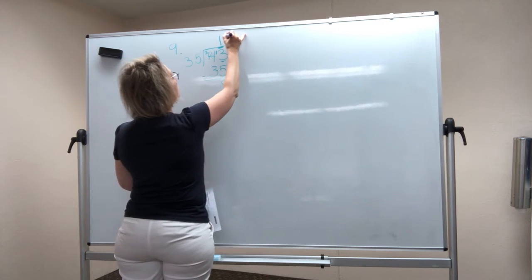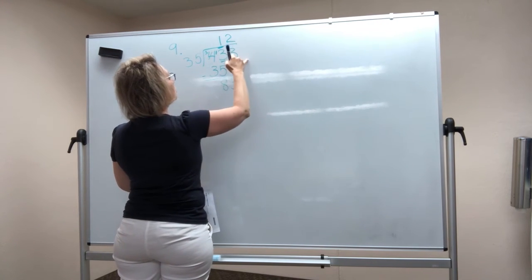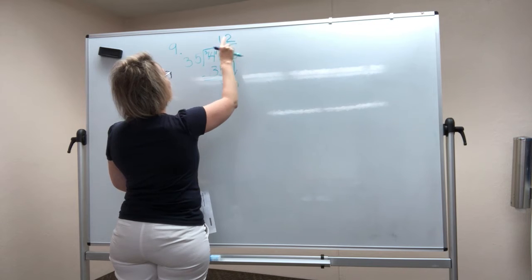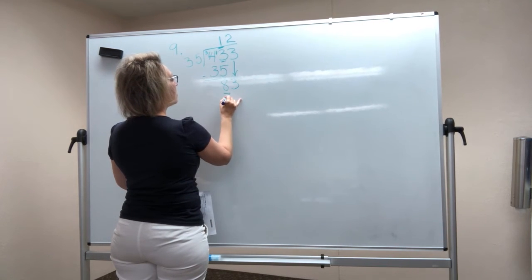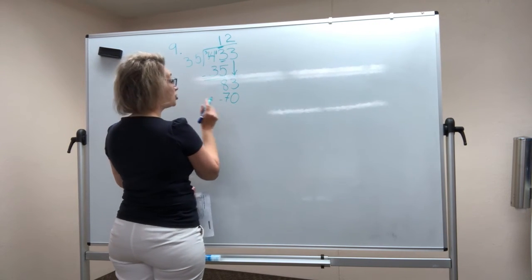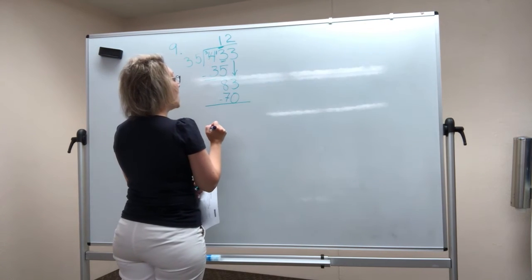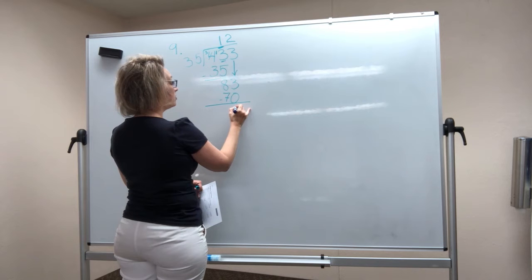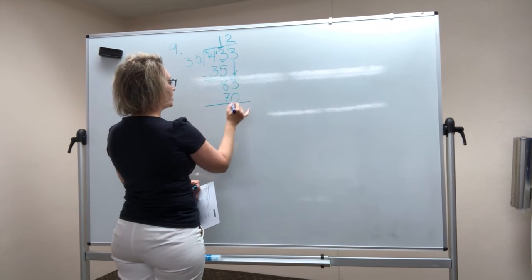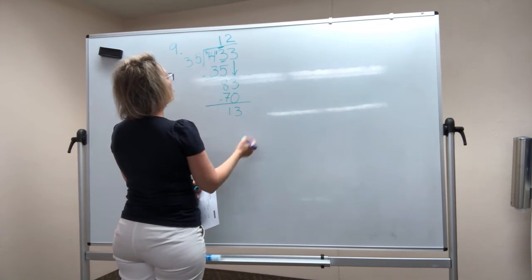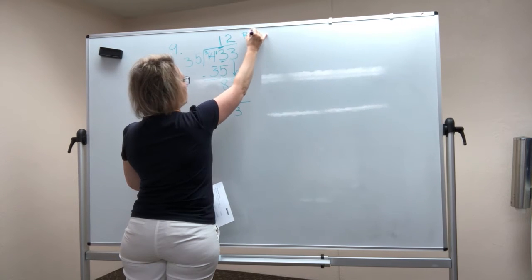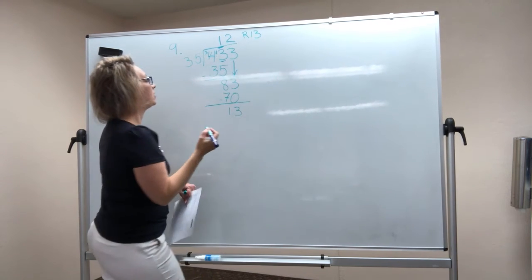So let's go 2 times, and I put my 2 in the next column over. 2 times 35 is 70. That's what I just told you. If you're not sure, you can multiply somewhere on the side to figure that out. Okay? I now subtract. 3 minus 0 is 3. 8 minus 7 is 1. So my answer is 12, remainder 13.